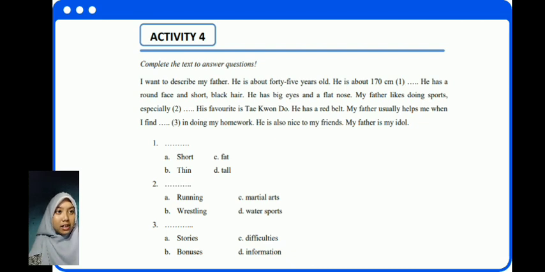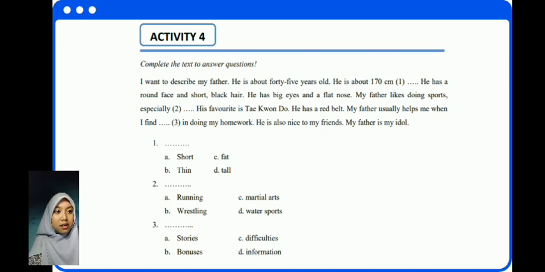Okay, for the next activity, that is activity 5. I think I made a mistake. So it is fill in the blank. Complete the text to answer the question. So the students have to read very carefully to find out the words that are missing in the text. Okay, this is about my father. There are only 3 questions. I think you can read by yourself.